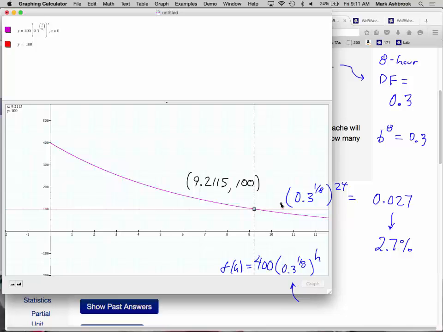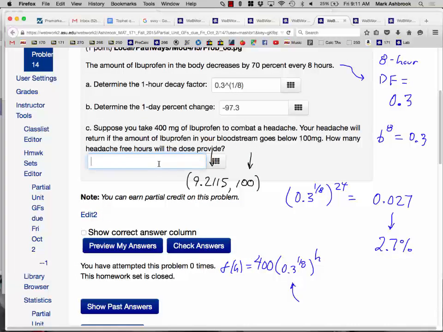And so what does that point mean? What is the 9.2115 and what is the 100? It's going to take, yeah, right. It's going to take 9.2115 hours for the amount left of milligrams in your body to be 100. So when it drops below 100, supposedly your headache comes back, okay? So you get 9.2115 hours.